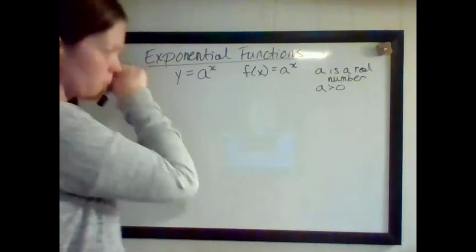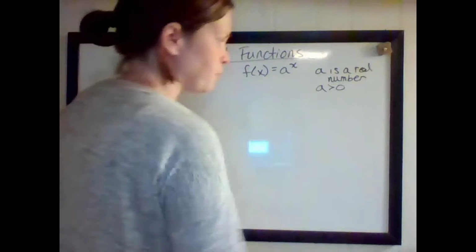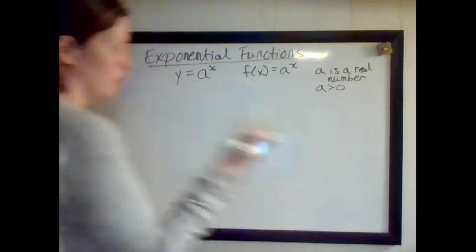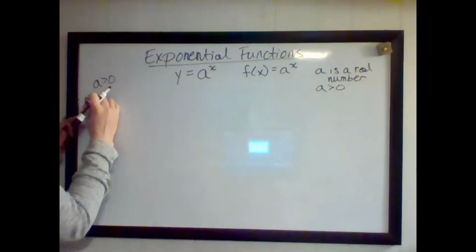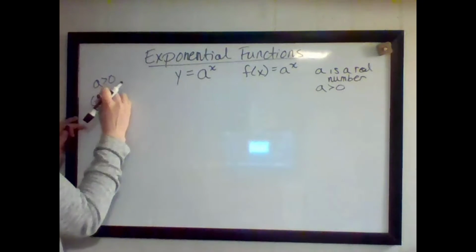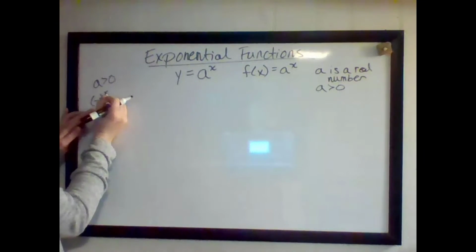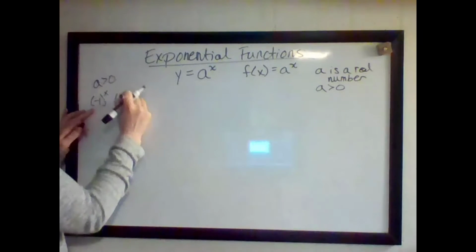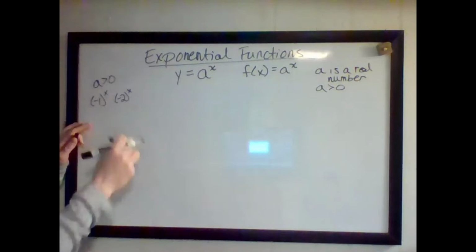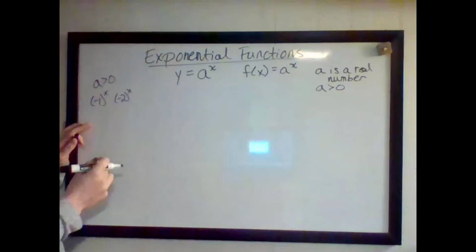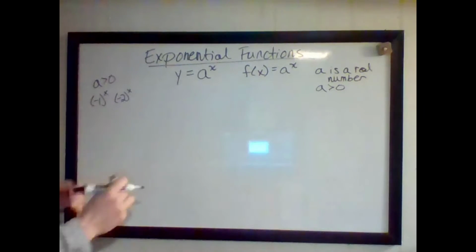We can't have negatives, because if we think about it, this is why a needs to be greater than 0. Let's say I have negative 1 to the x power, or even negative 2 to the x power. For all the x's I plug in, the signs are going to alternate back and forth. So it's not going to have a nice pattern to it.